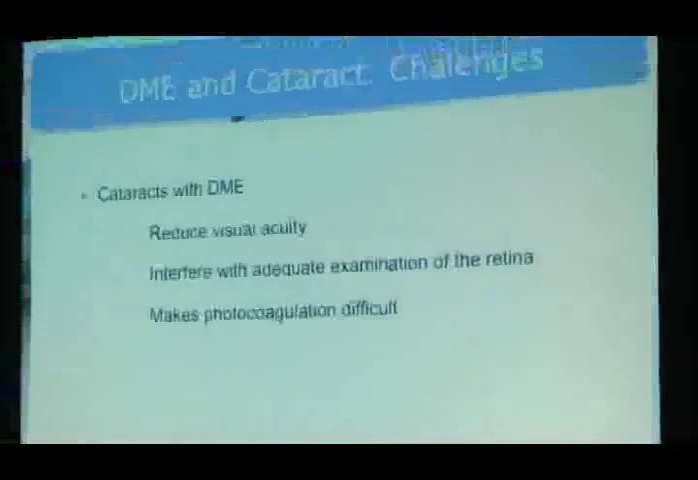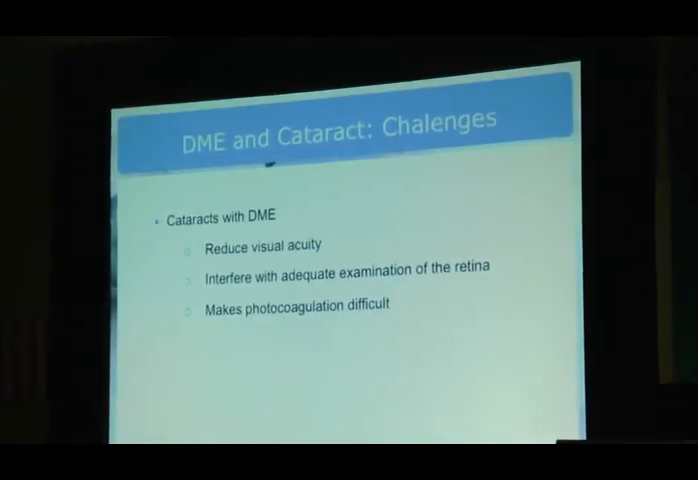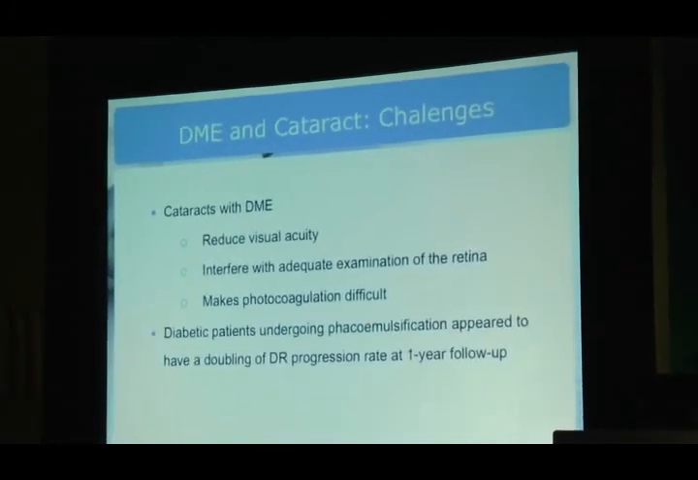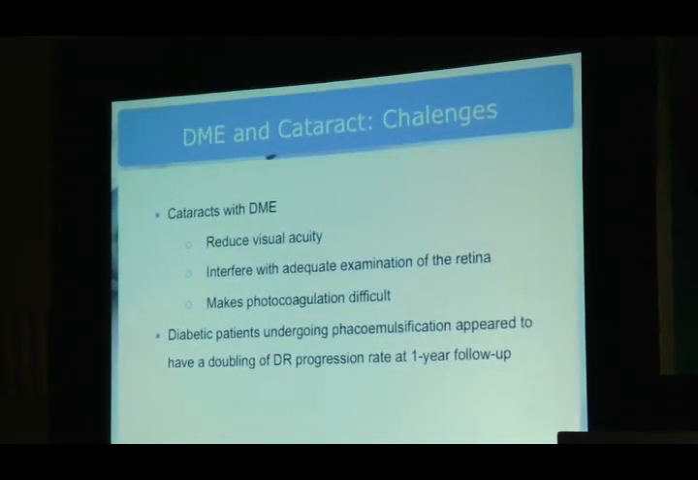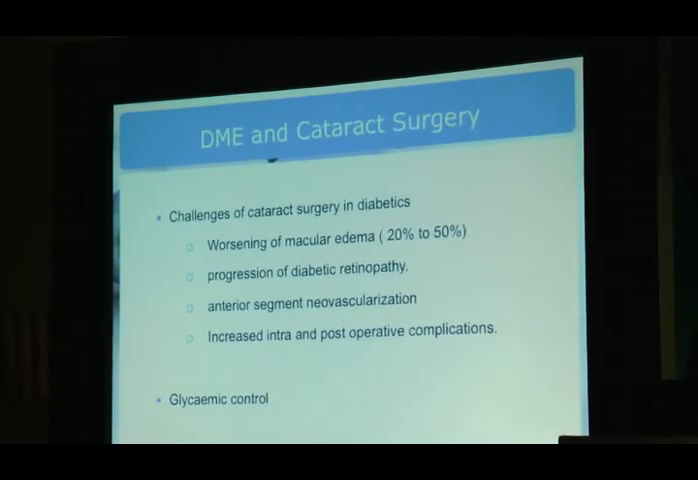After swimming in the vitreous for quite some time, let's now come back to the surface and see what to do about these cases, all of whom will be needing a cataract surgery. Cataract surgery in patients with DME is a challenge because of the reduced visual acuity. The cataract interferes with adequate examination of the retina, and it also makes the laser difficult. These patients are known to have a progression of diabetic retinopathy as compared to non-diabetic patients. There is definitely a worsening of the macular edema after surgery, there is progression of diabetic retinopathy, and there can be anterior segment ischemia.